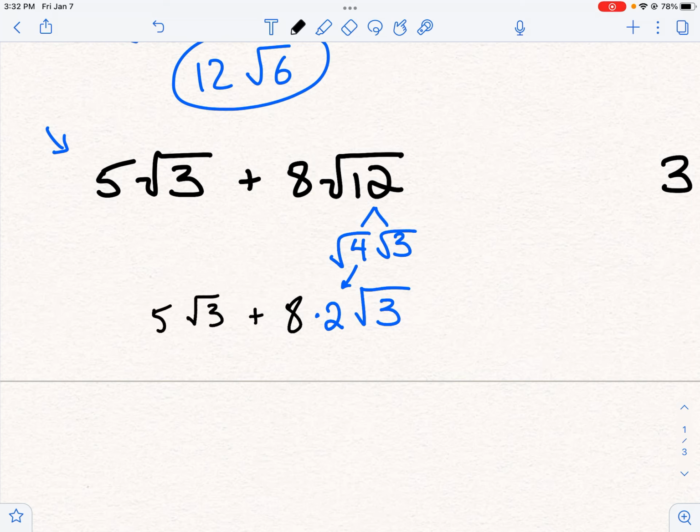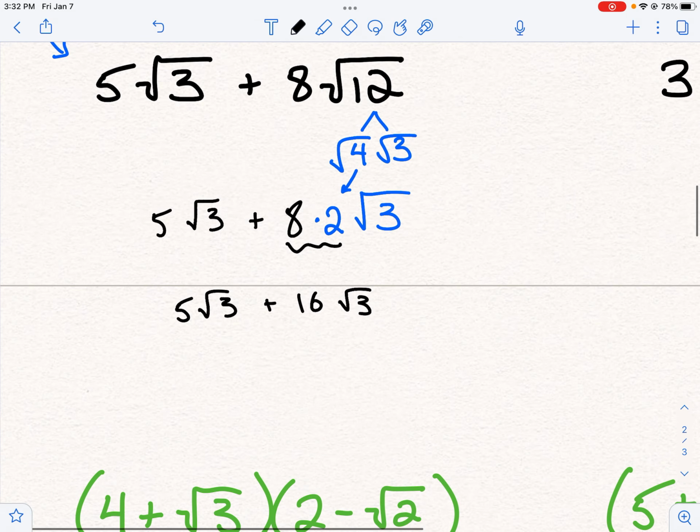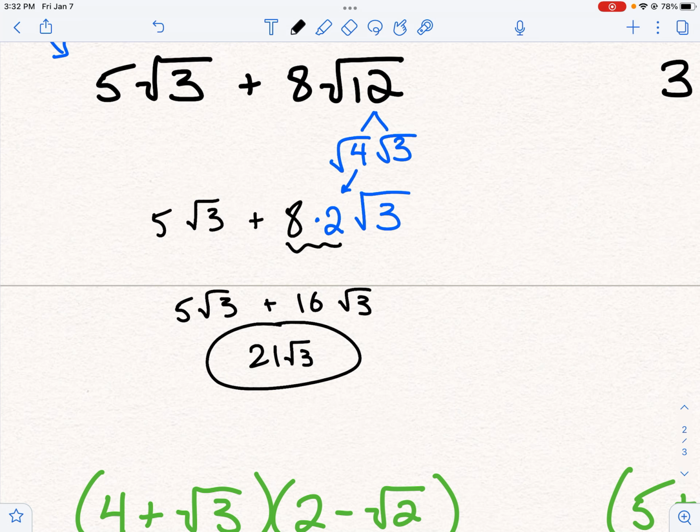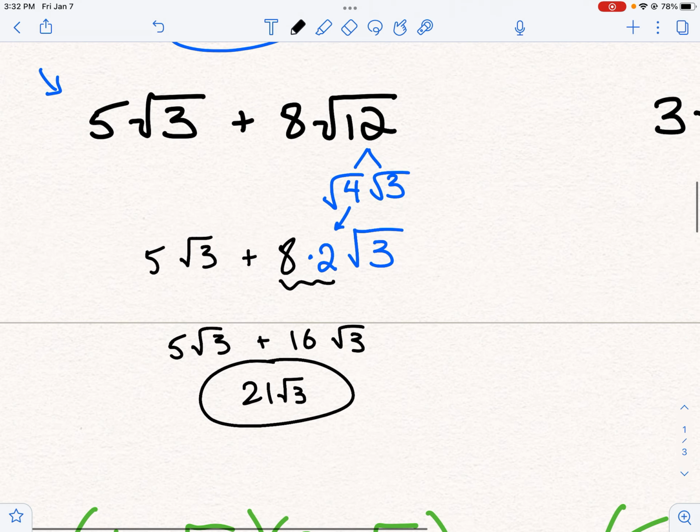And look what I have here. Though I'm going to combine this together, I'm going to get 5 roots of 3 plus 16 roots of 3. So there we go, I can combine those together. 5 and 16 make 21, 21 roots of 3, and we're done. So if they're not the same, you don't give up on it yet.